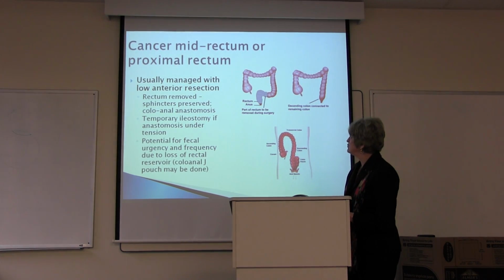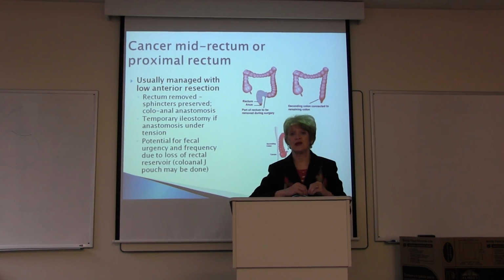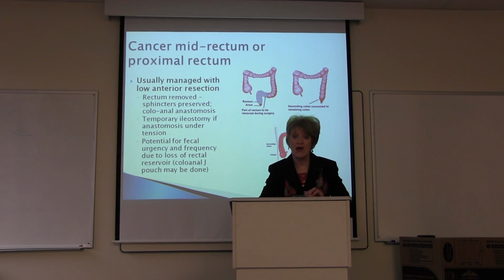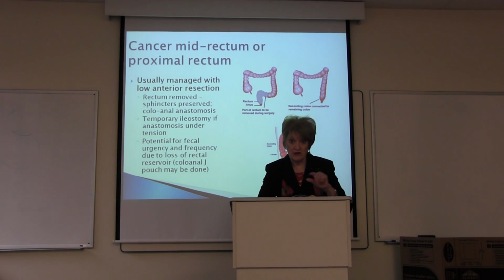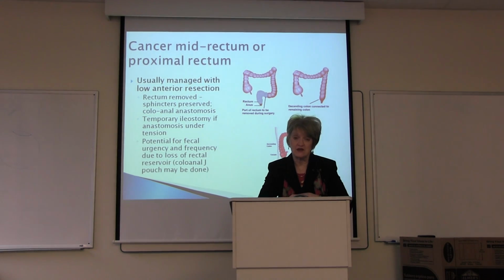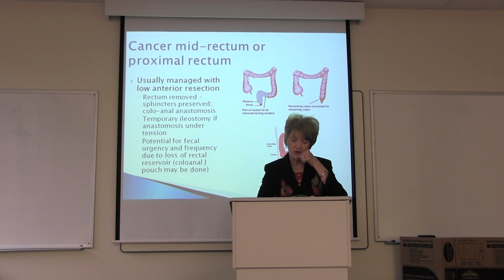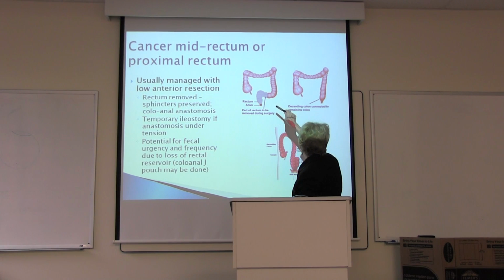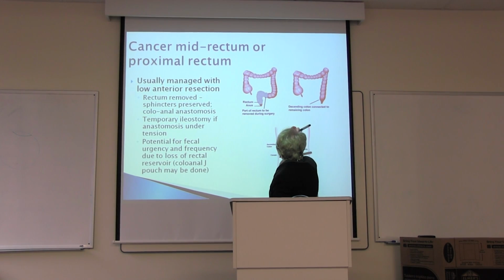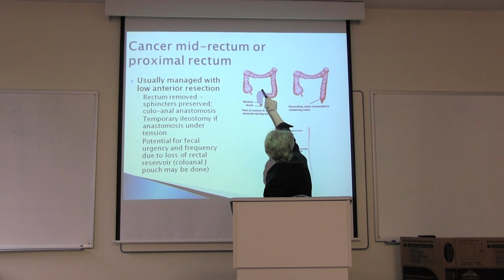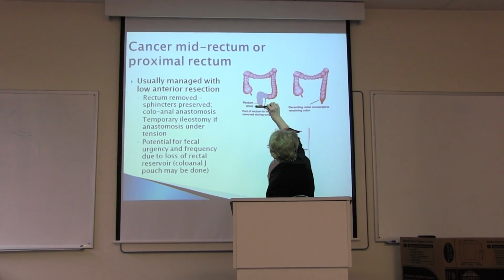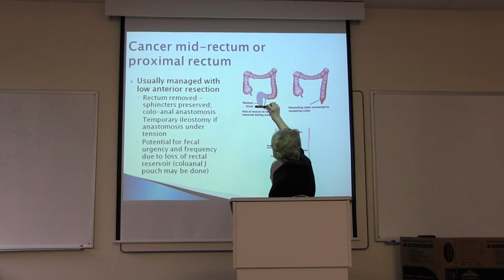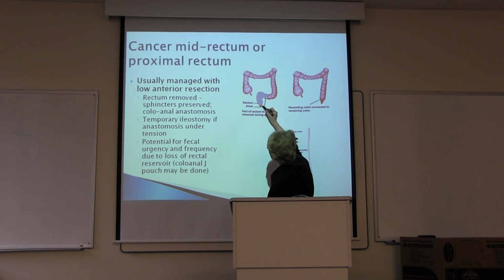Now let's go back to patients who have tumors located further away from the anorectal margin, further away from the sphincters. Let's go back to patients who have cancers located in the mid-rectum or the proximal rectum. The advantage here is that if your tumor is located, say, right in here, you can take out plenty of tissue proximal to the tumor. You can take out 1 to 2 centimeters distal to the tumor, establish clear margins, and still retain the sphincters.